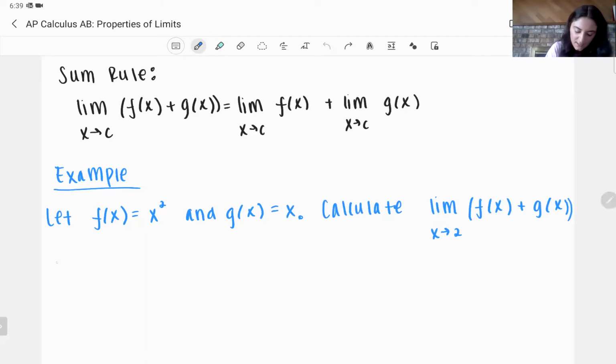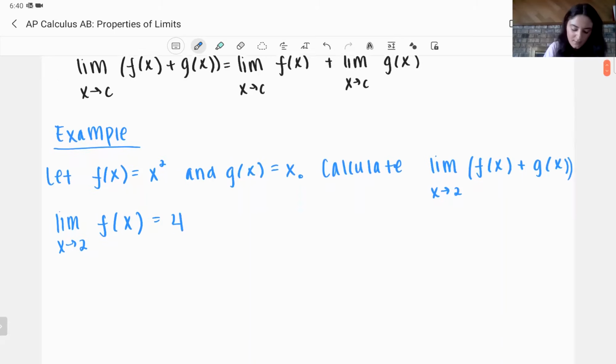We're going to start by calculating the limit as x approaches 2 of f of x. Remember, f of x is x squared. So the limit as x approaches 2 of x squared is going to be 4. If you don't believe me, you can graph x squared on your graphing calculator or Desmos or something, trace the curve as x approaches 2 from the left and right, and you should get a y value of 4.